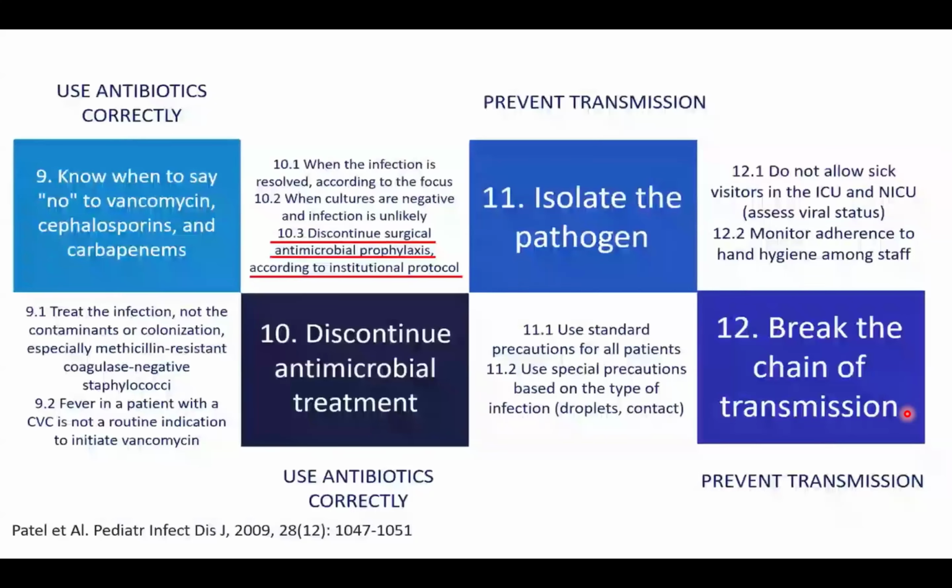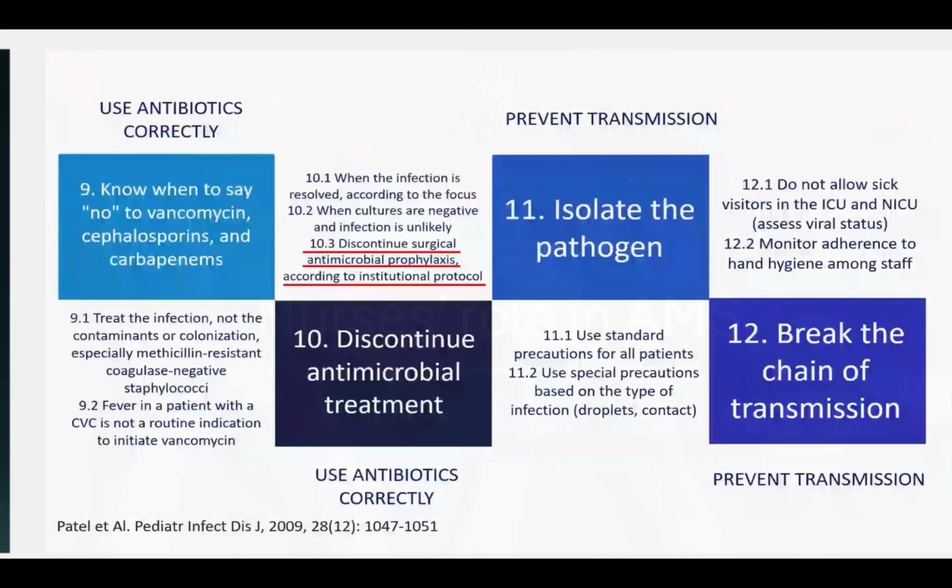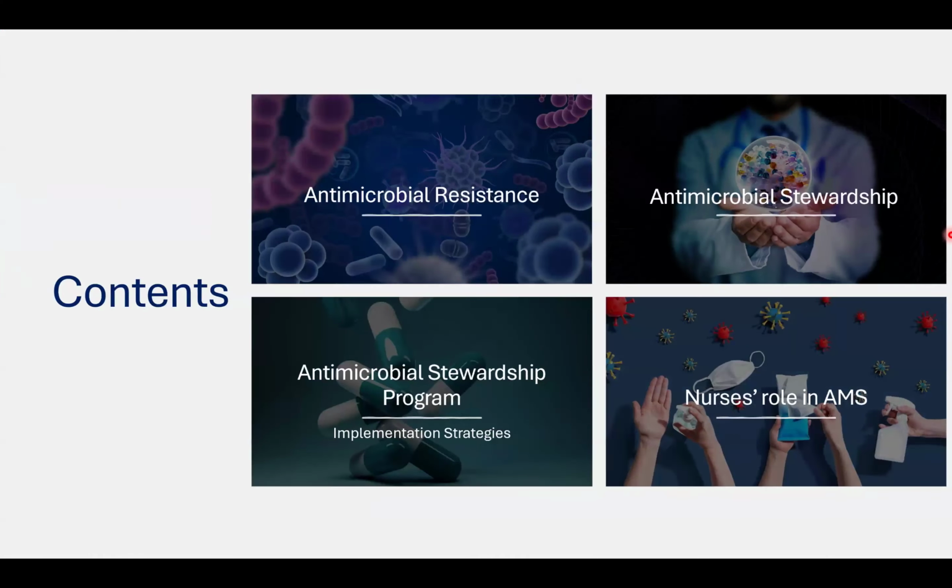And the most important thing again is to break the chain of transmission. So if you see a sick visitor, do not allow them into the NICU. If they actively have a viral infection, they're coughing incessantly, then you can say that please don't come to the NICU, or if you are coming, please wear an N95 mask, so that they don't end up transmitting the infection to and from your patient. So these were the best practices of antimicrobial stewardship.